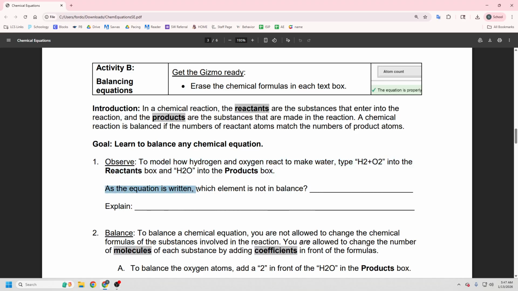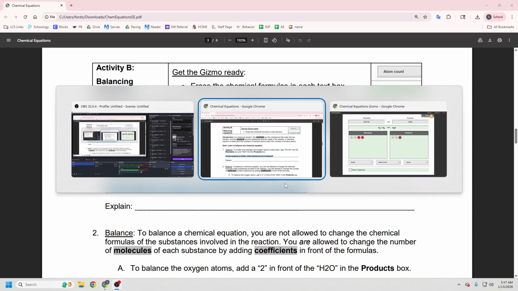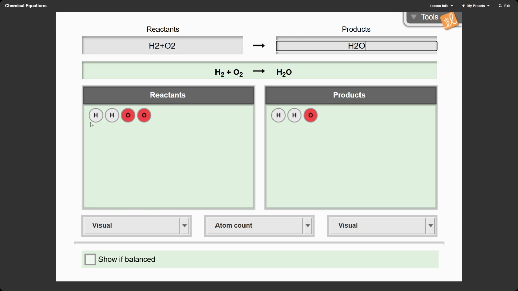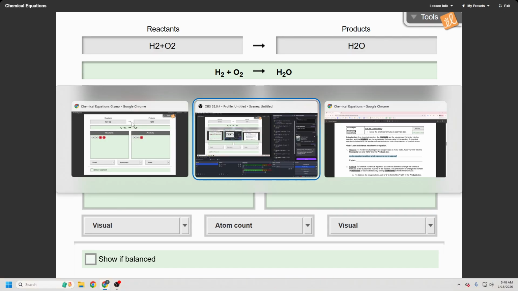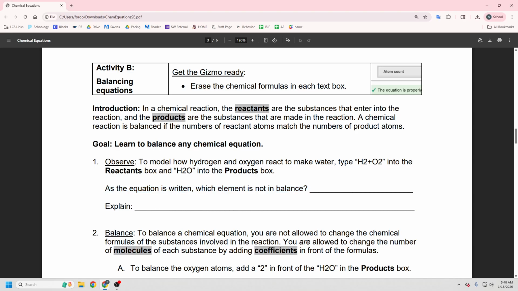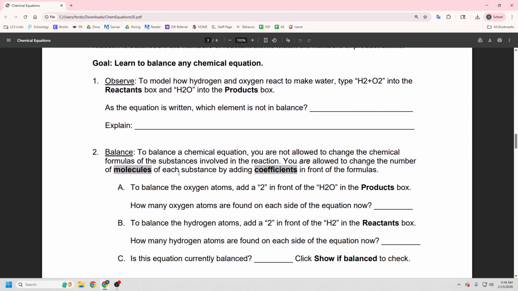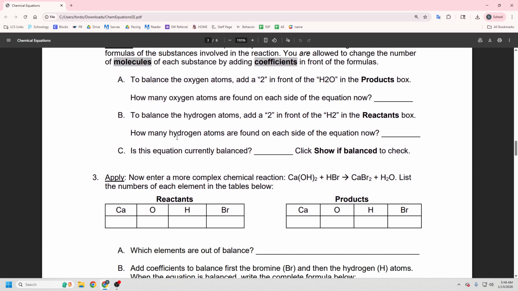As the equation is written, which element is not in balance? So they're asking, is the hydrogen not in balance, or is the oxygen not in balance? And then write your explanation. How do you know that it's not balanced?